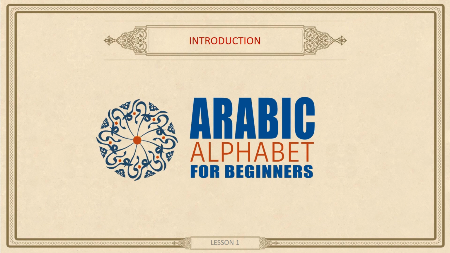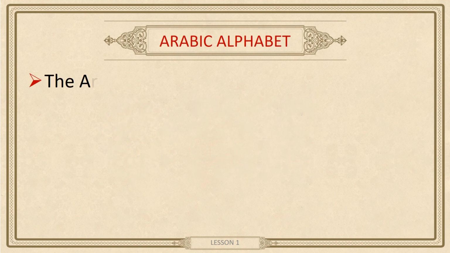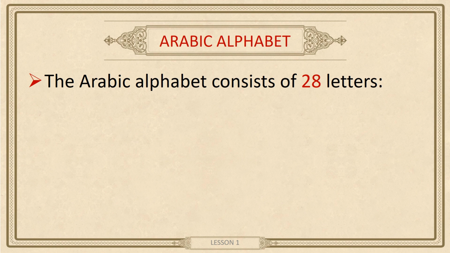Arabic Alphabet for Beginners. Lesson 1. Introduction. The Arabic alphabet consists of 28 letters.